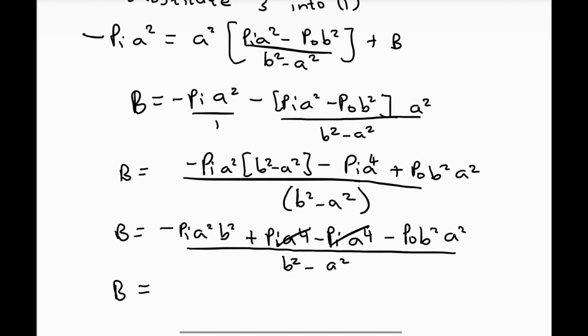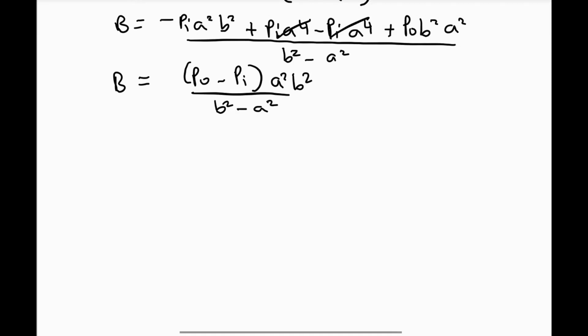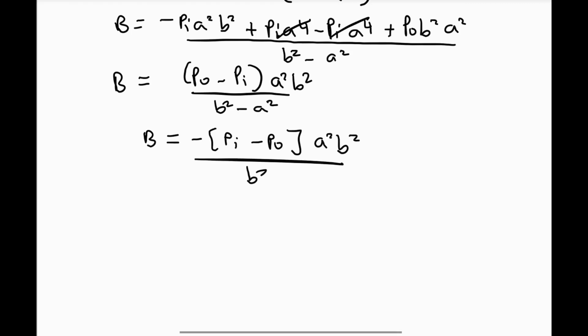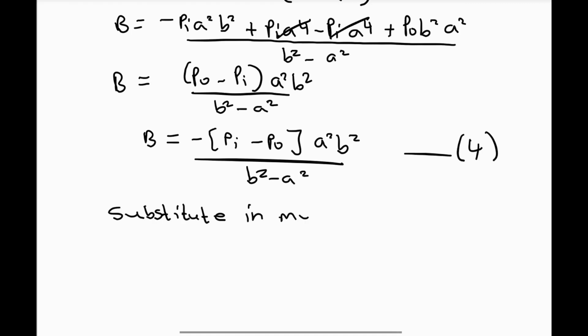So these two will cancel and I'm left with my B as P0 minus Pi a squared b squared over b squared minus a squared. So now I expect my internal pressure to be greater than my external pressure. So I'll have a negative to the side so that I can have P internal minus P external a squared b squared over b squared minus a squared. That's my equation 4.